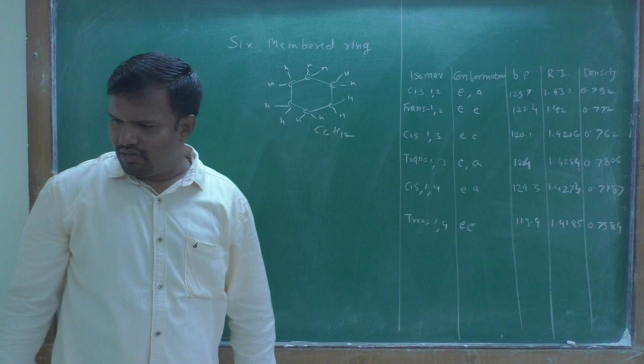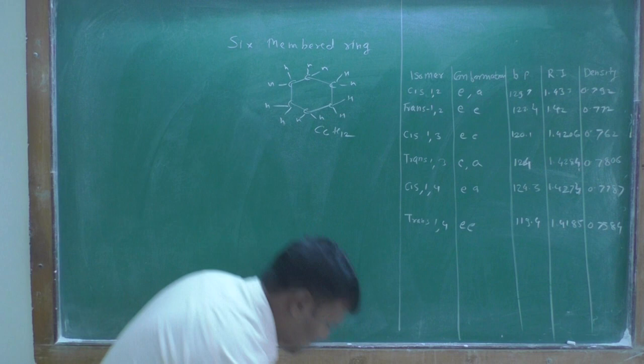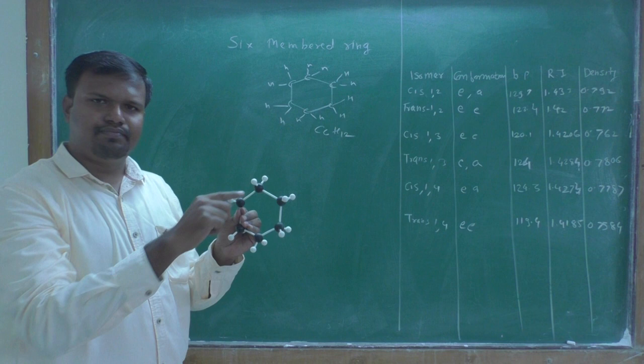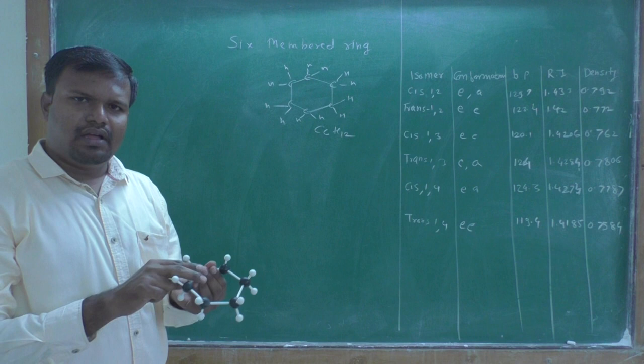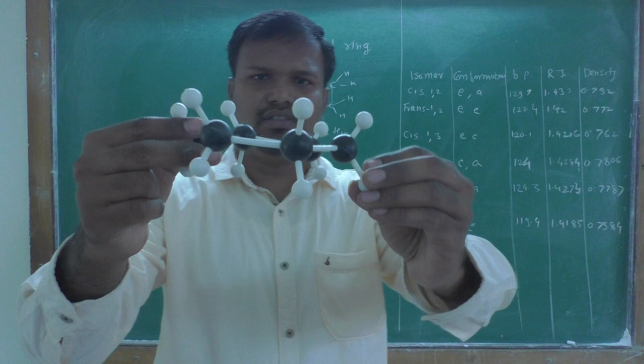Now your compound looks like this. Suppose the white ones are the hydrogens and the black round shapes are carbons. Now if we consider the shape of the cyclohexane as planar, it looks like this. That is a planar structure, all in one plane.